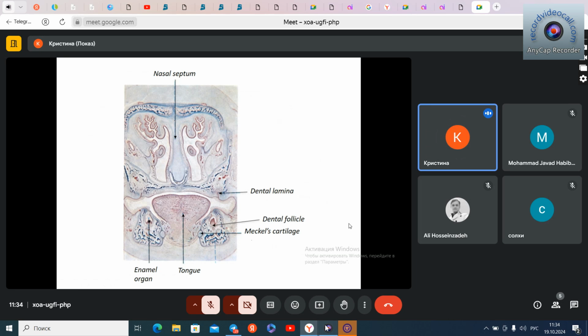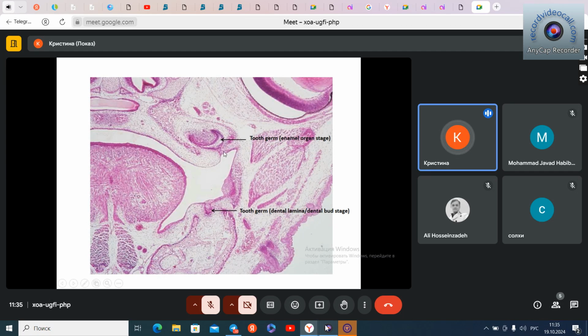Here we see the cross-section of the head of the pig embryo. This is the mouth of this embryo, the tongue, the upper and the lower jaw. In both upper and lower jaw, we have the tooth germs. In the upper jaw, we have the tooth germs at the stage of dental lamina, invagination of epithelium into the underlying mesenchyme. And on the lower jaw, we have the tooth germ on the stage of the enamel organ.